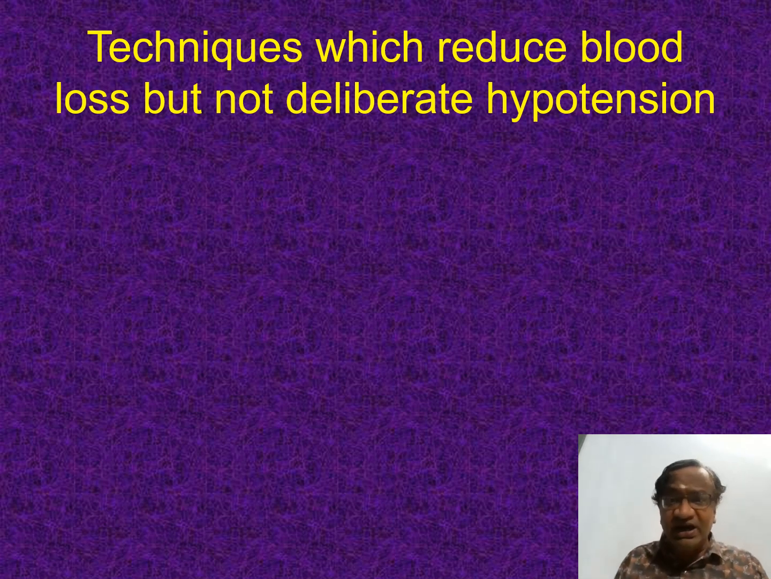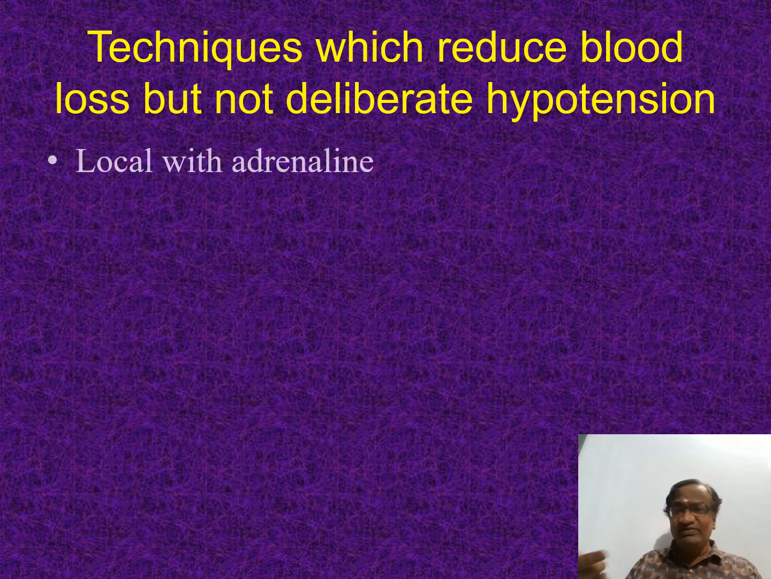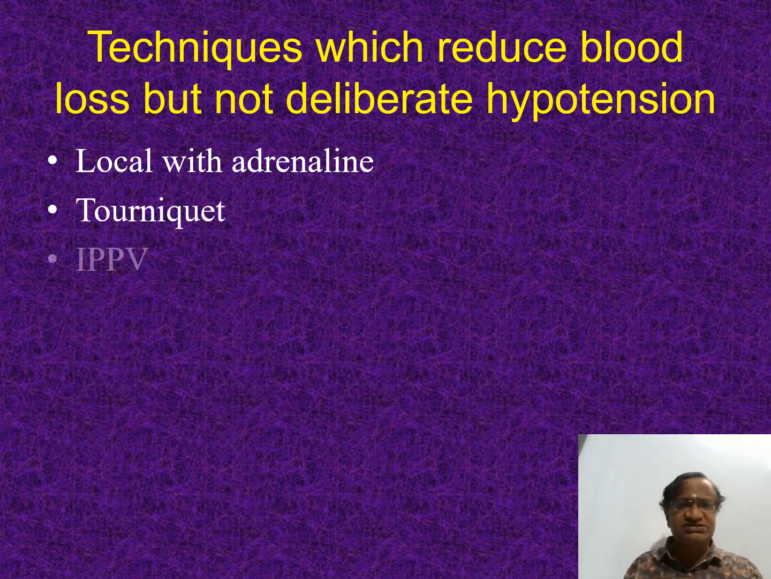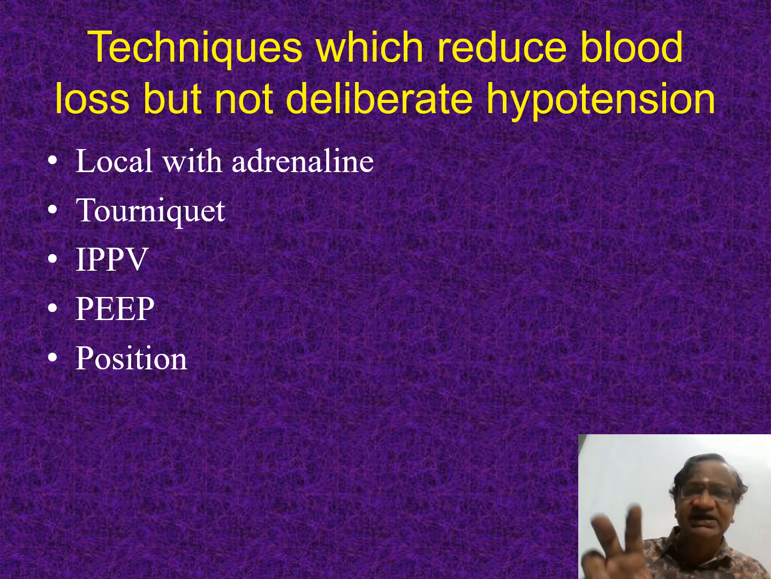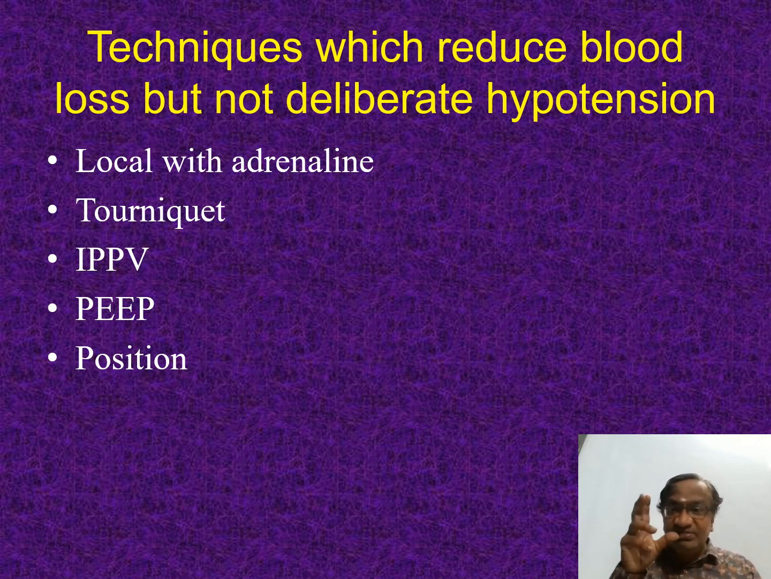Techniques which can reduce blood loss. Yes, we can reduce blood loss, but this is not deliberate hypotension. What are they? Local with adrenaline: if you give local with adrenaline, it will decrease blood loss. If you put a tourniquet, it will decrease the blood loss. But IPPV, PEEP, position, all these things are not very classical of deliberate hypotension, but they are usually included in controlled hypotension or deliberate hypotension because the main aim is to decrease blood loss.